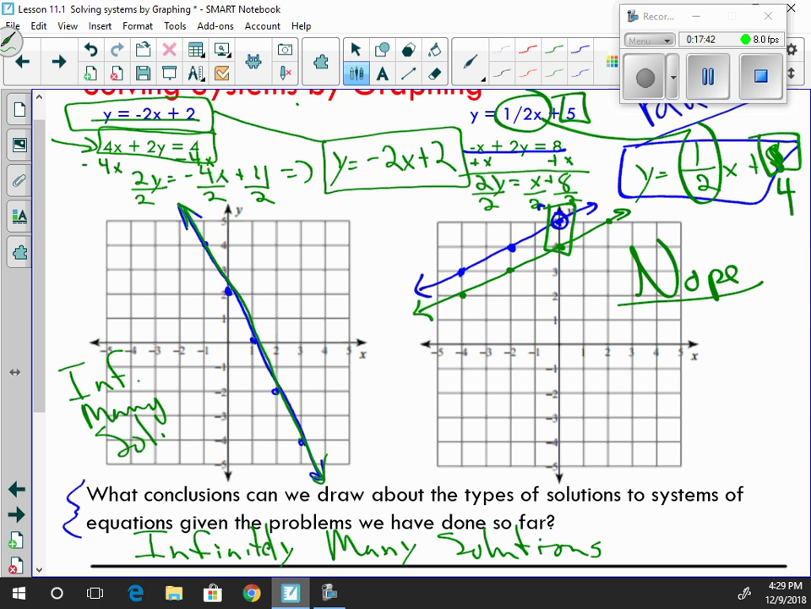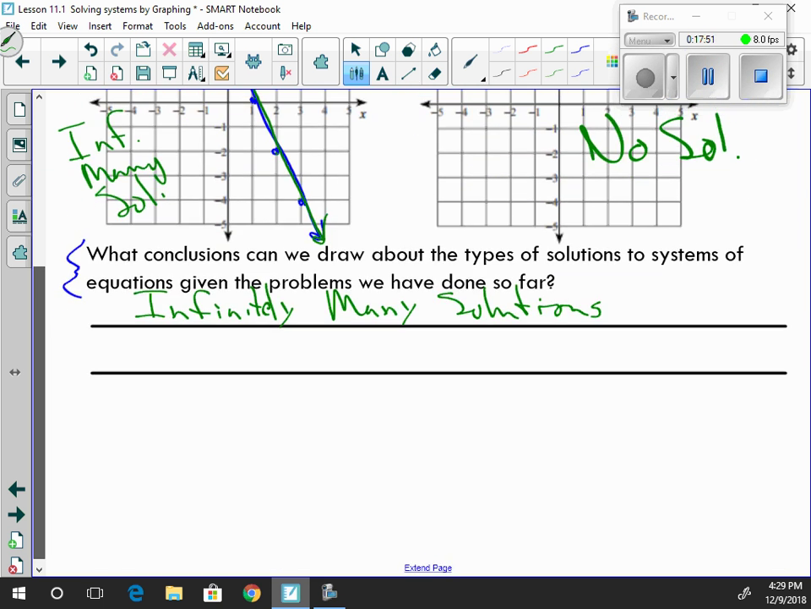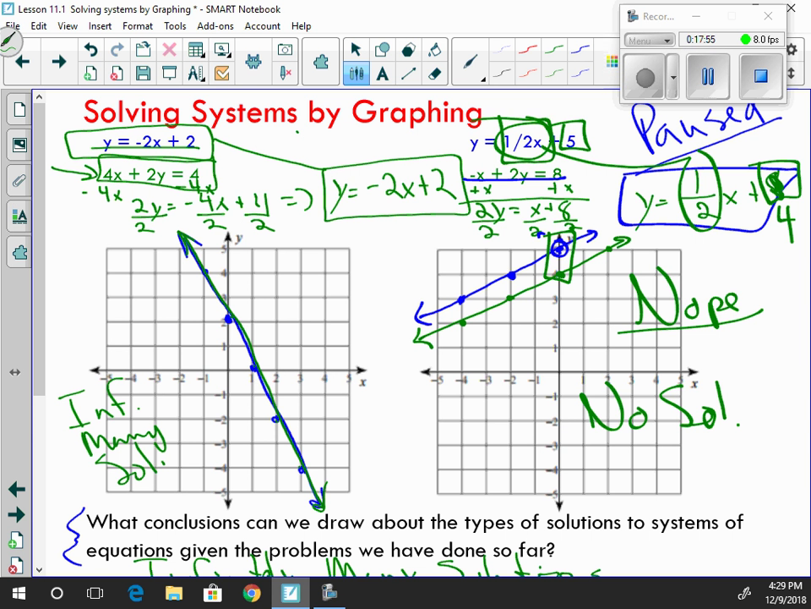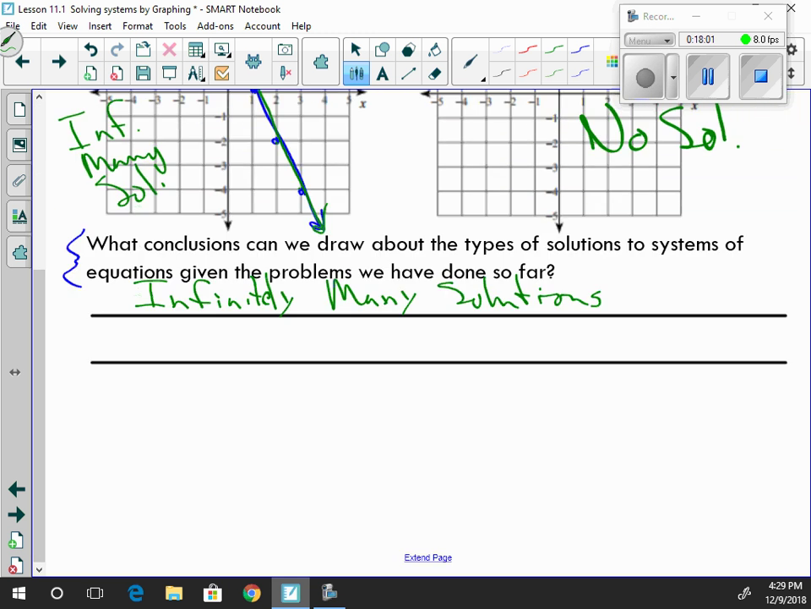Nope, they will not. So what do we say here? What we say is that there is no solution. Okay, so we can add that down here. So when we have, let's go back up to the top, when we have lines that have the same slope, right, but different y-intercepts, then those lines have no solution.